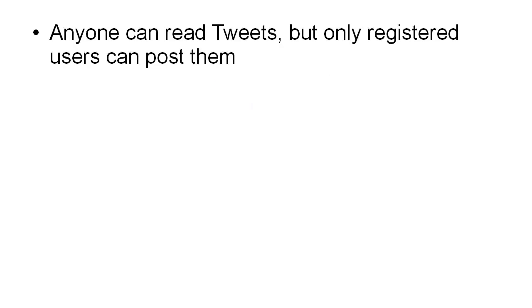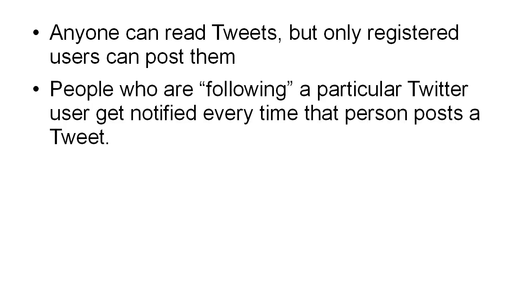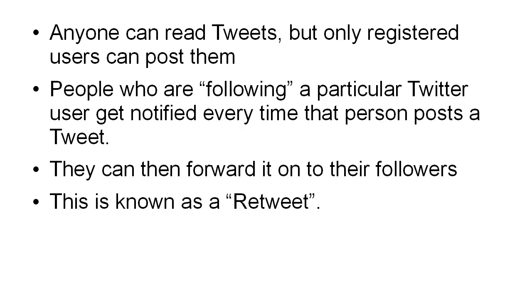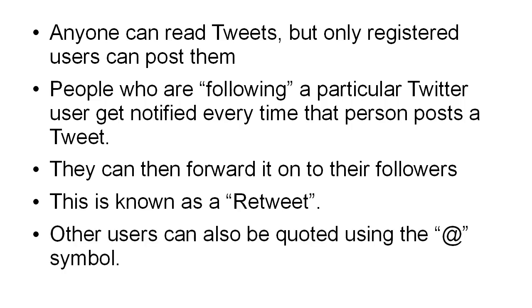Anyone can read tweets, but only registered users can post them. And people who are following a particular Twitter user get notified every time that person posts a tweet. They can then forward it on to their followers, and this is known as a retweet. Other users can also be quoted in a Twitter tweet by using the @ symbol, the A in a circle there.